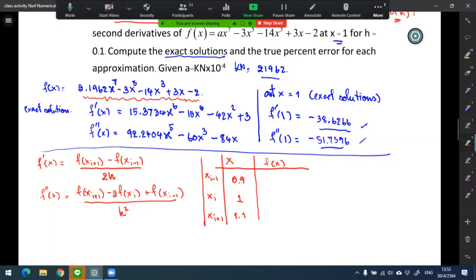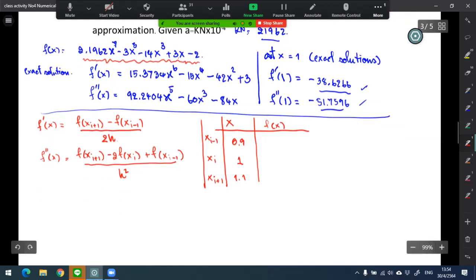The solution should be in 6 digits. For another student, you may use your KN, solve it by yourself and check yourself. For the value of function, I already calculated.